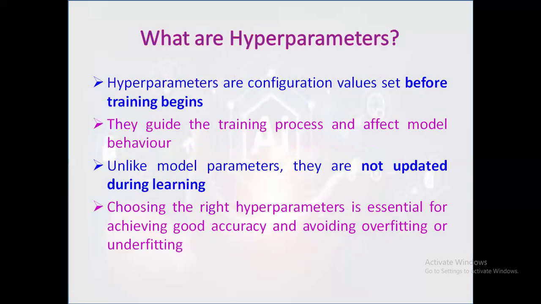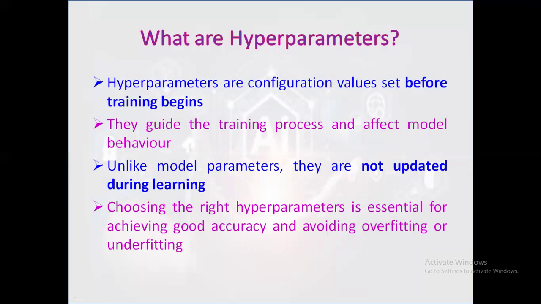Next, everyone should know what hyperparameters are. Hyperparameters are configuration values set before training begins. They must be chosen before model training starts because they define the learning environment and algorithm behavior. Once training begins, they remain fixed unless the model is retrained. They guide the training process and affect model behavior.